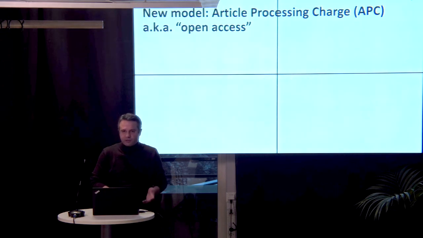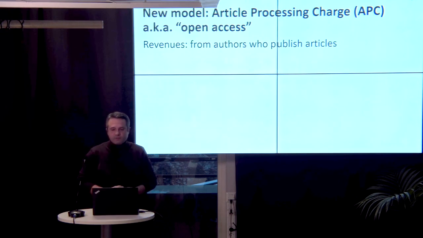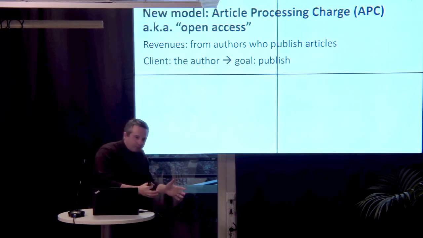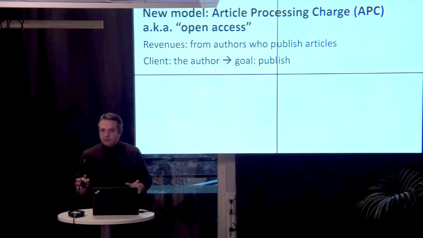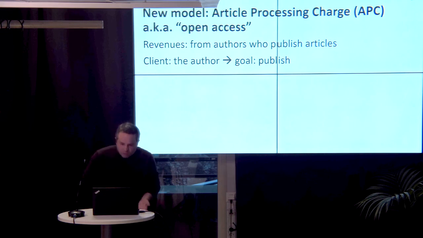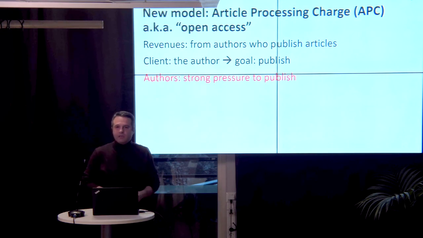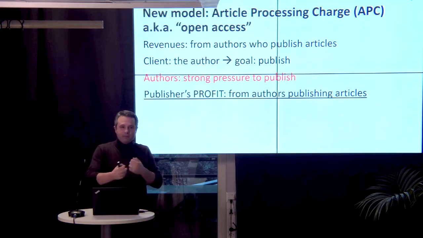Let's move to the article processing charge business model, so-called open access. But we have seen that open access hides a lot of complexity. The revenues come from authors who publish articles. So who is the client? The client, obviously, in this model is the author. Look also at web pages: compare a gold open access website with a traditional subscription-based one. They look different. The position of the client is different, the content is different. The authors, we know, have a strong pressure to publish. Nowadays, publish or perish squared. The publisher's profit, again, derives from authors publishing articles.